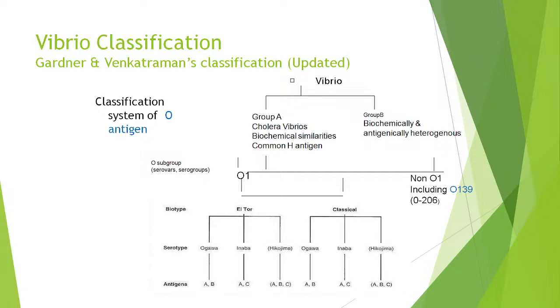So this is a classification, called the Gardner and Venkatraman classification. It usually doesn't have clinical importance as such, but epidemiologically it has importance, and classically you should at least know what is El Tor and what is the classical biotype.